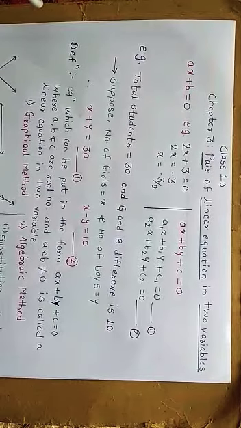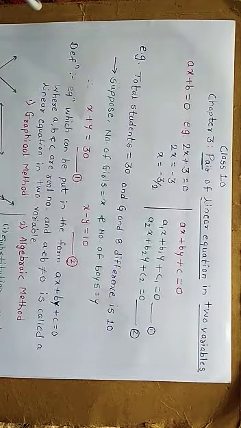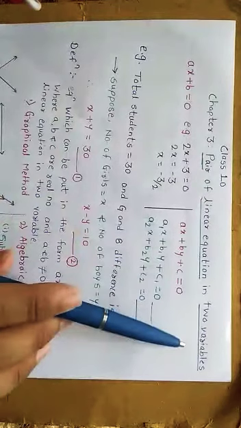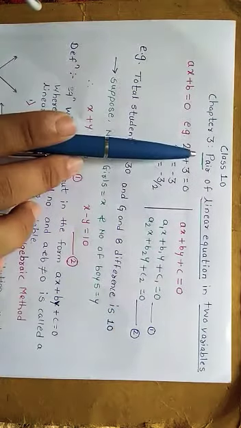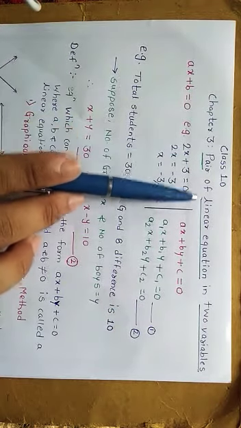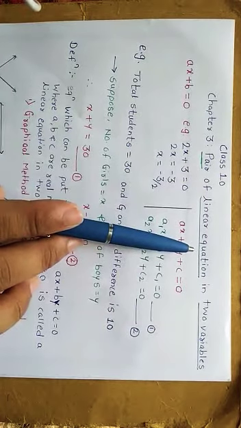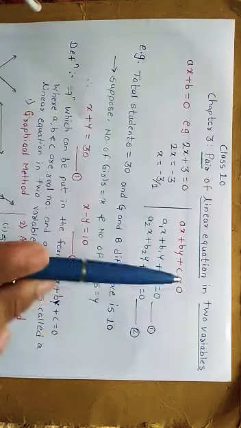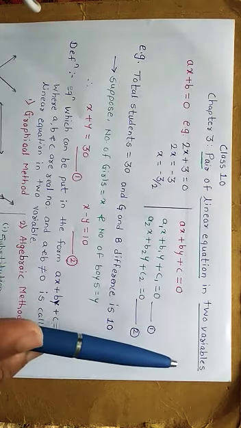Hello everyone. Today we will start a new chapter, that is chapter 3, pair of linear equations in two variables. Here pair means 2, and linear equation means degree 1, and that is in two variables. Two variables means x, y, p, q, like that.